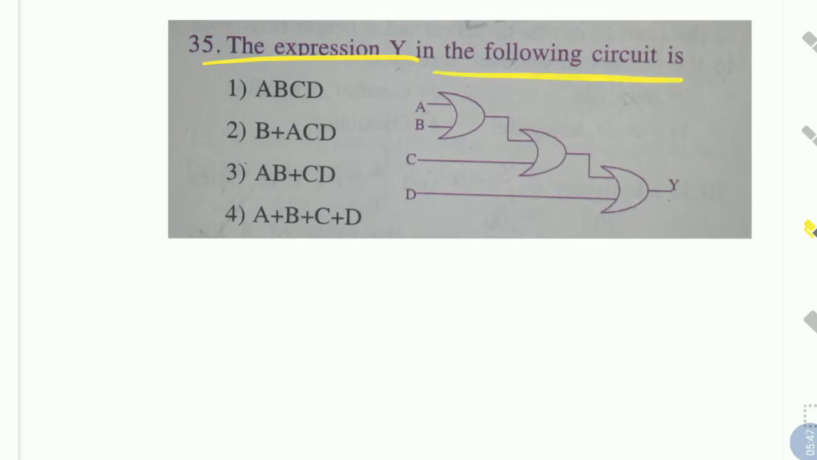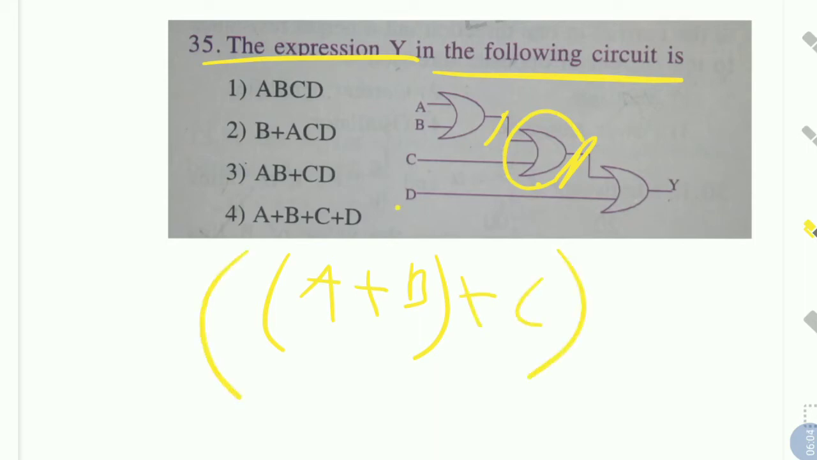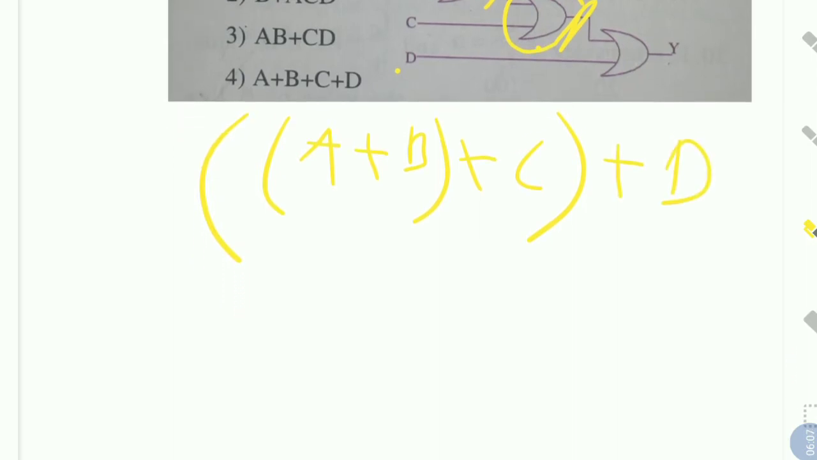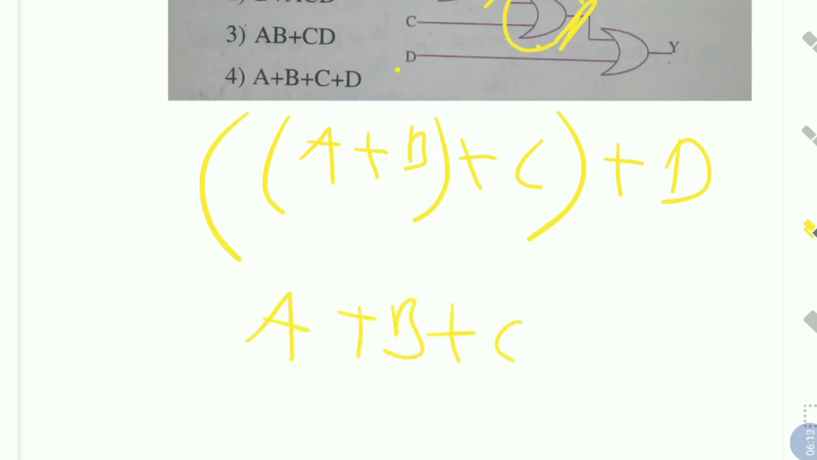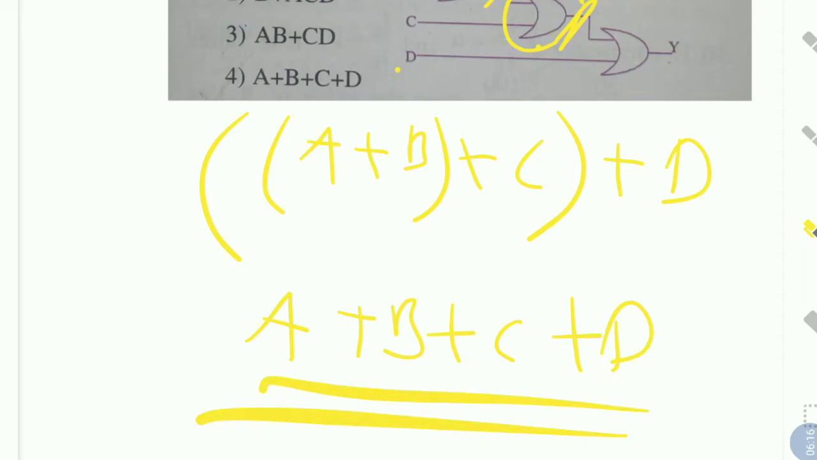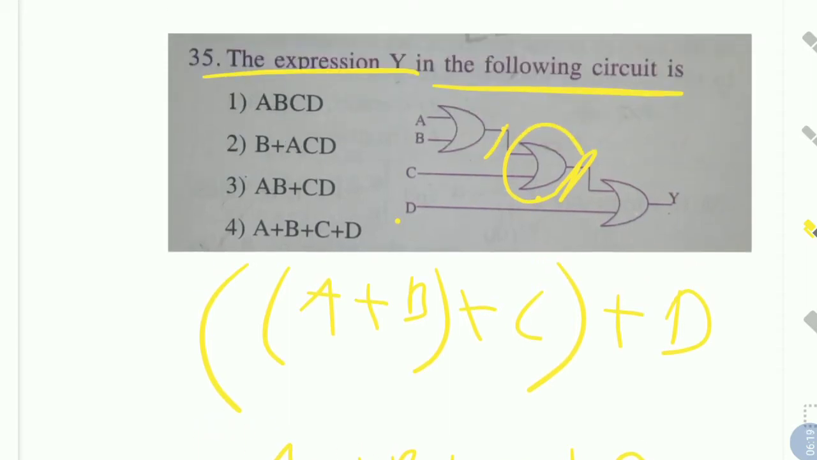So this is the OR gate. OR means plus, so A plus B. Again C is added through another OR gate, so plus C. D is added also through another OR gate, plus D. This simply gives A plus B plus C plus D. Nothing but A or B or C or D is our answer. Nothing but the fourth one is the right answer.